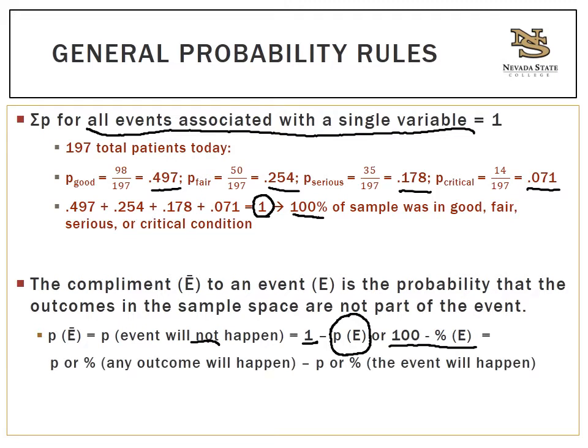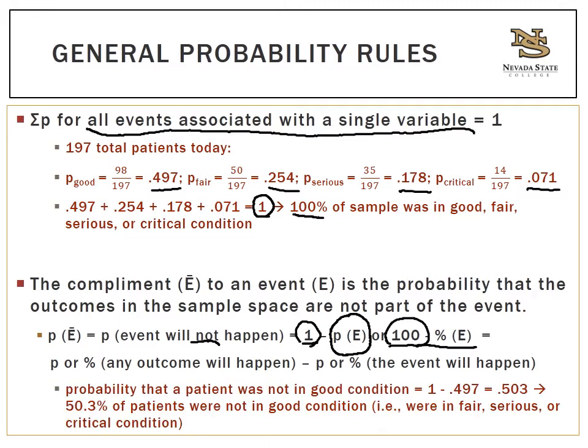So if you think about it, you could also take the probability or percent that any outcome will happen, 1 or 100, and subtract the probability or percent that the event will happen. And that tells you the probability that it will not happen. So examples help because that seems very strange. But if we look at this, the probability that a patient was not in good condition. Remember, the probability that a patient was in good condition was 0.497.